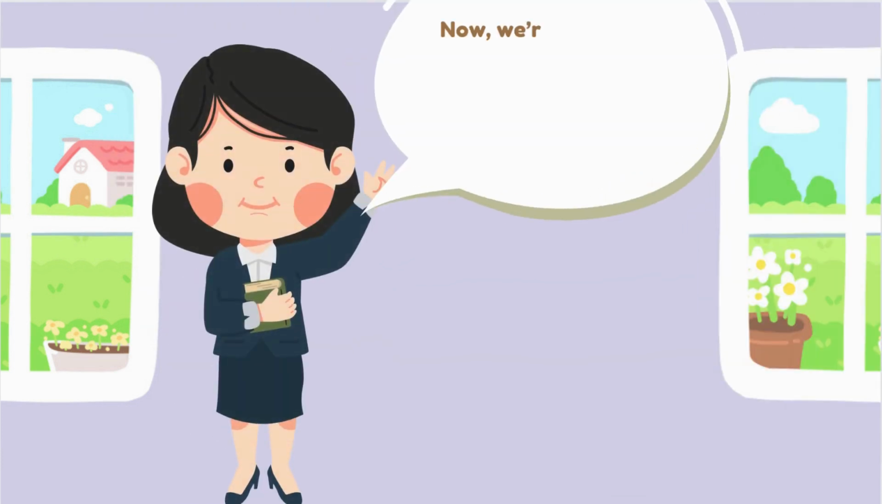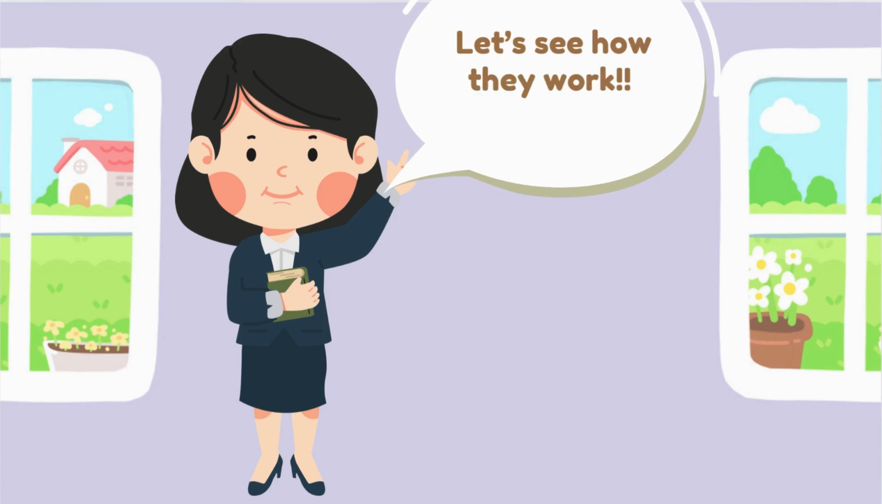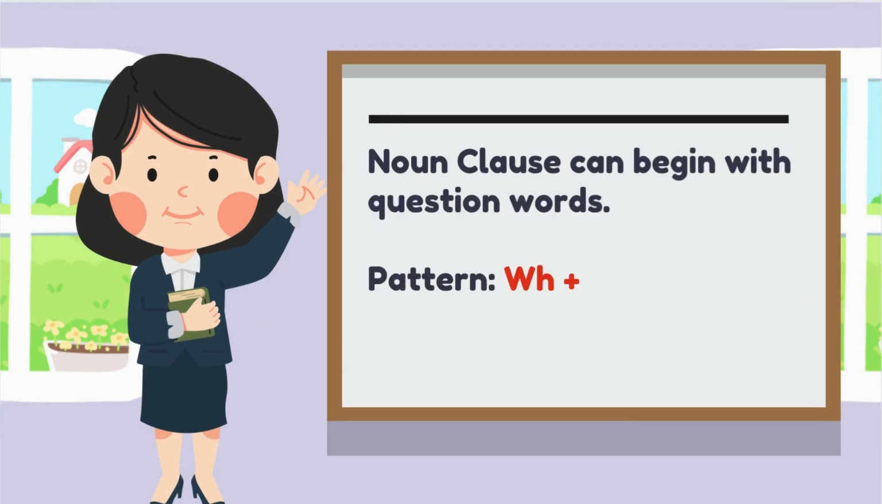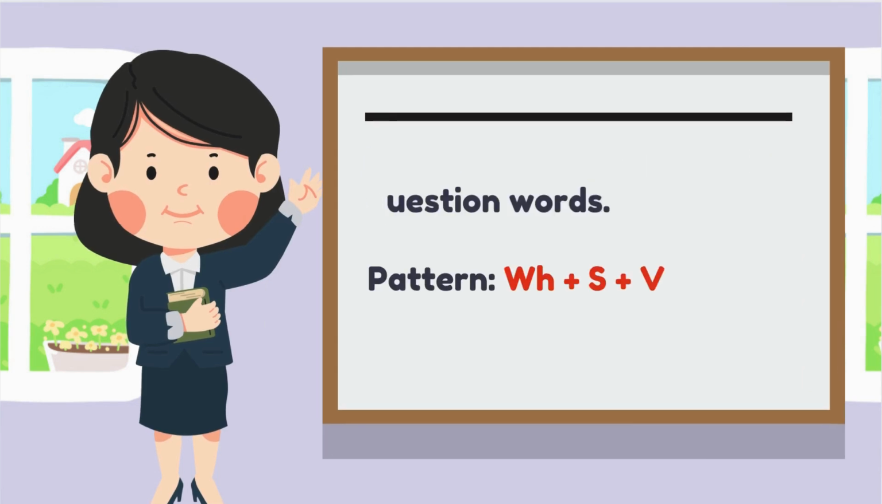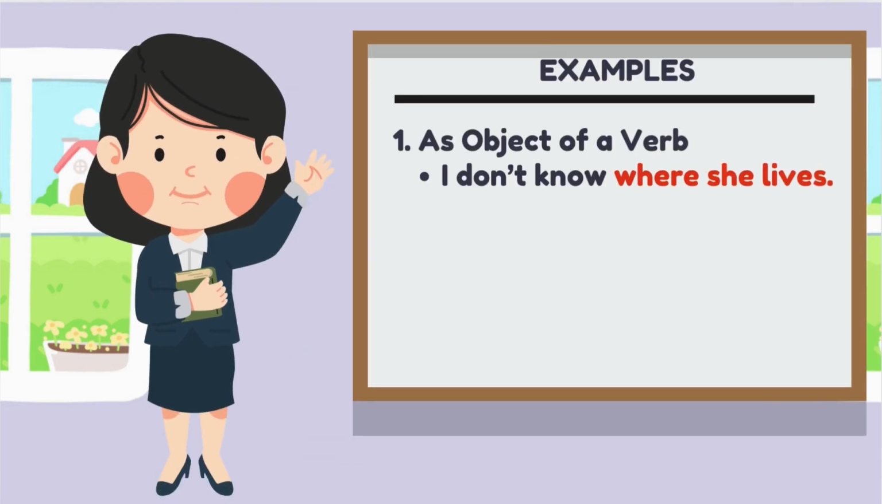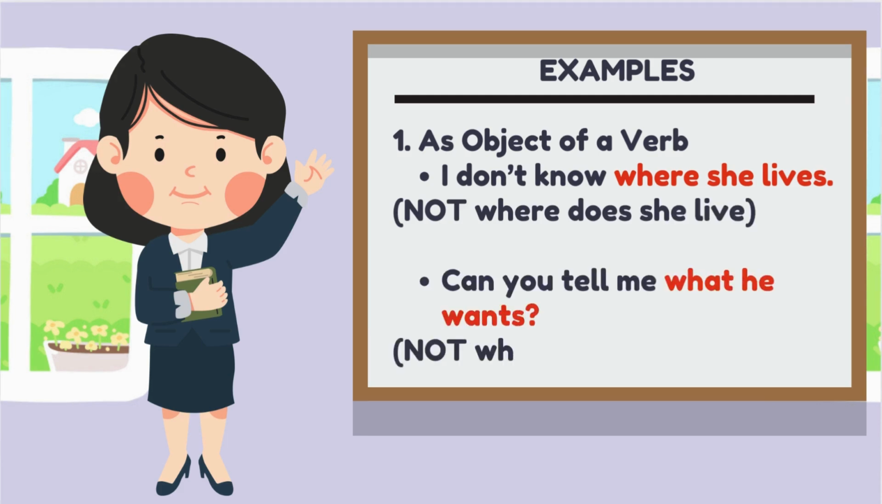And now we're going to learn about noun clause that begin with question words such as what, where, when, why, and how. Let's see how they work. So, noun clause can begin with question words with pattern WH plus subject plus verb. First, as object of verb, I don't know where she lives, not where does she live. And can you tell me what he wants, not what does he want.